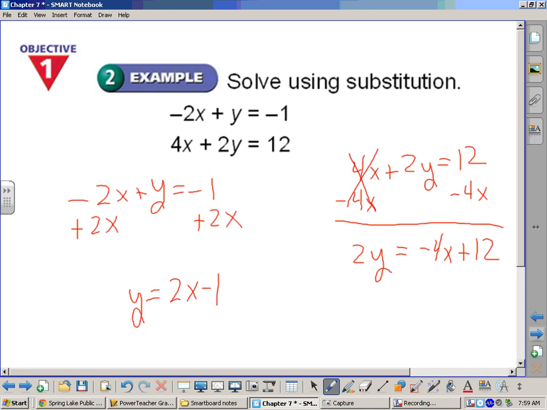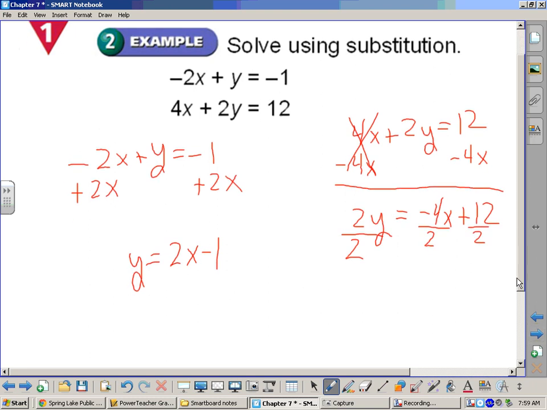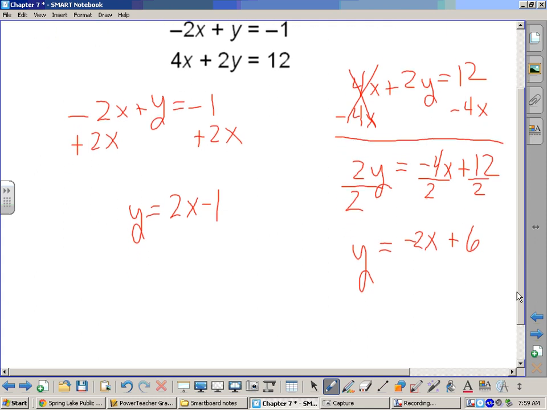Now you'll notice I always like to write the x term first. It's just a personal preference. You can certainly write that as 12 minus 4x, but personal preference for me, I like to have the x term written first. So the last step would be to divide by 2. As we learned in chapter 6, we have to divide everything by 2. So it's a little different than adding and subtracting. When you divide, you have to divide everything. So we get y equals negative 2x plus 6. We now have both equations written y equals.